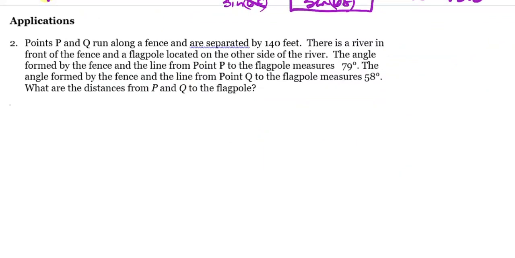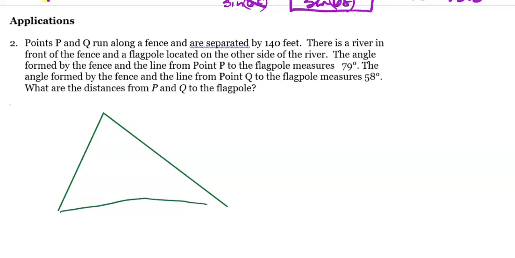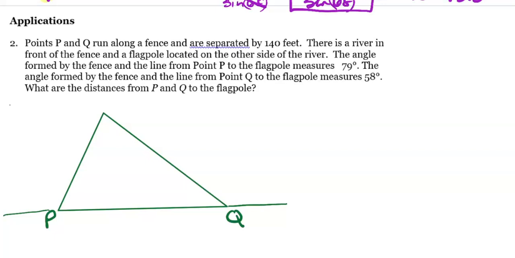Okay, so this application lets us have these 2 points, and they're points P and Q, and they run along a fence that are separated by 140 feet. So get yourself a nice triangle. Remember, it's not a right triangle, so don't make it look like one. And I'm going to label this P and this Q. This, remember, is on a fence line, and the distance between P and Q is 140 feet.